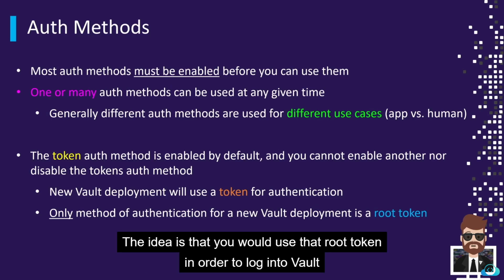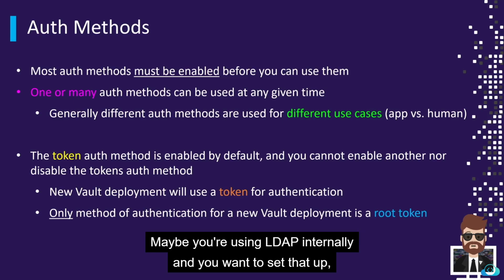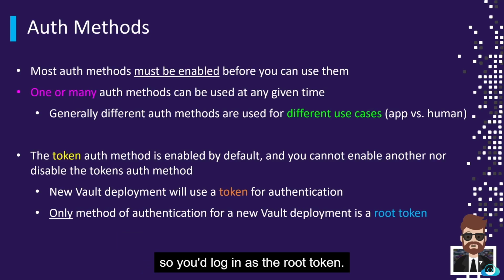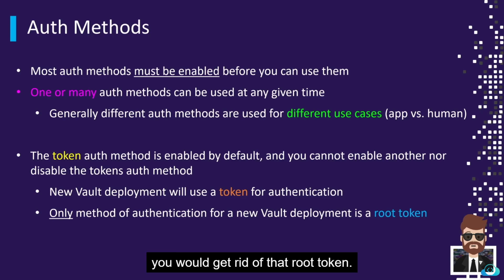The idea is that you would use that root token in order to log into Vault and start enabling new auth methods. Maybe you're using LDAP internally and you want to set that up. So you'd log in as the root token, you would enable LDAP, you would set it up, and then ultimately you would get rid of that root token.